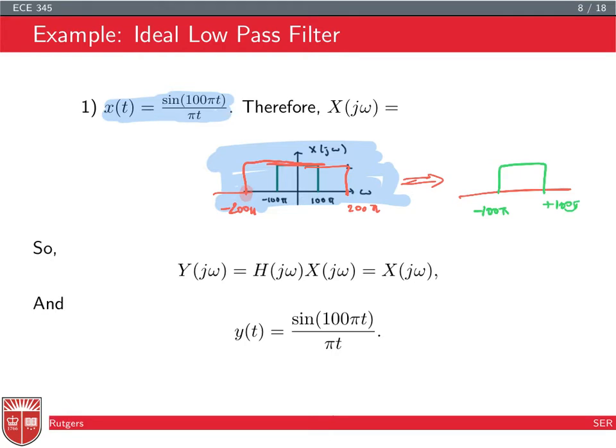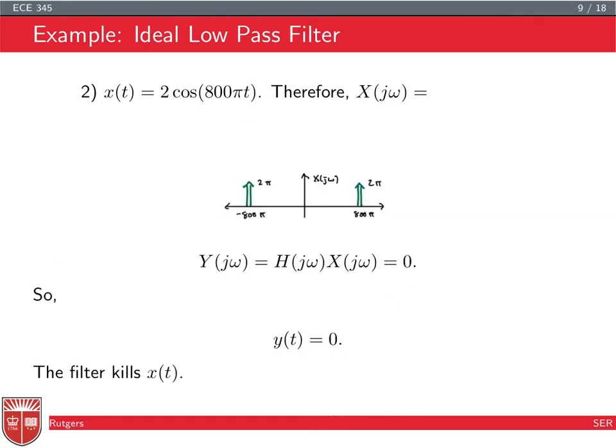In some sense, you could easily see it. This is y of j omega, which is x of j omega times h of j omega. Your input has frequencies between minus 100 pi and plus 100 pi, which are within the frequencies allowed by the low-pass filter. So the whole signal is going to go through with no problem, and the output is equal to the input. So this is the first example.